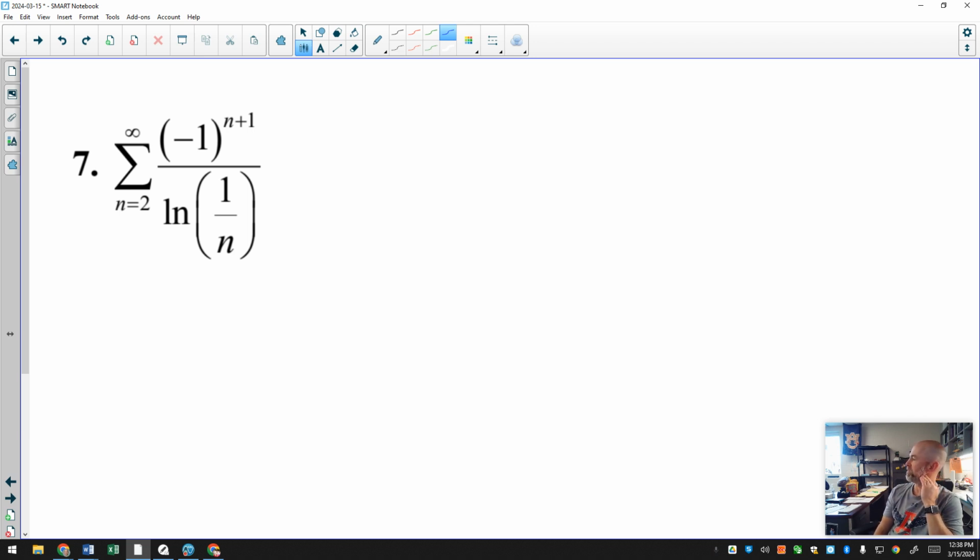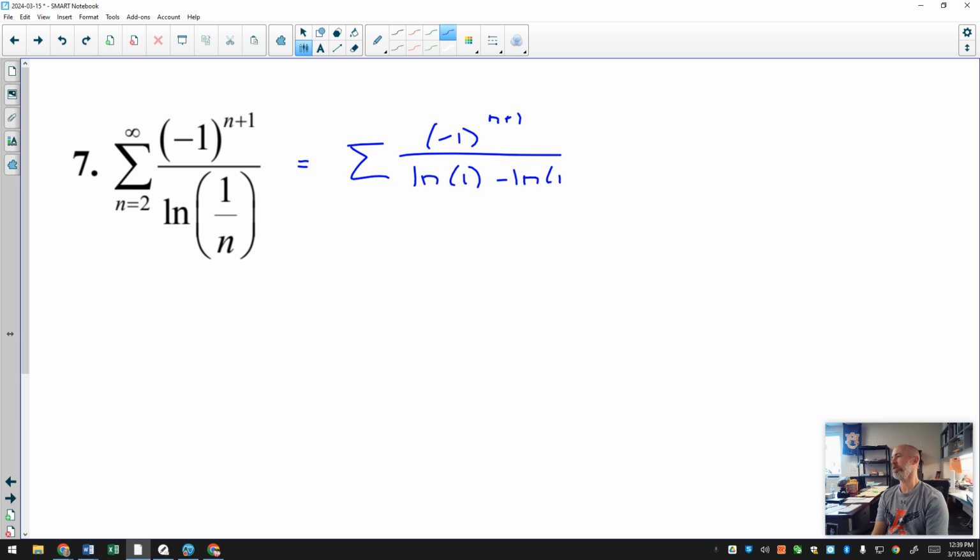What are you saying, Kevin? Okay. If we absolutely valued it, it would turn into this. Well, not equals, but it'll be the sum. And it is a good idea. There's nothing wrong with absolute valuing. I don't know how we're going to determine that convergence, though. I may absolute value eventually, but what I want to do, I'm going to do a cute little trick here. I'm going to leave the numerator alone. My denominator, that's the same thing as natural log of 1 minus natural log of n, isn't it?